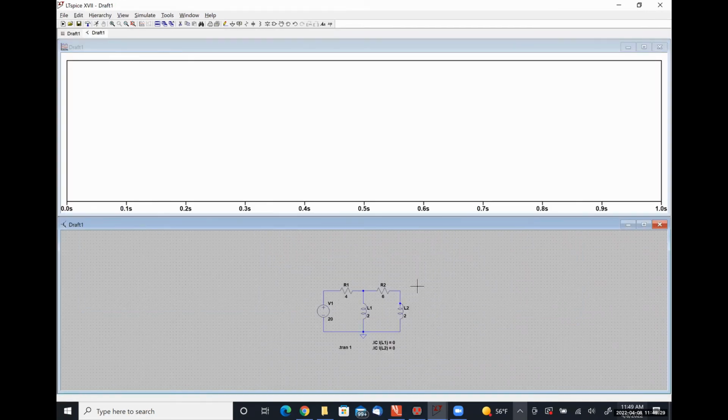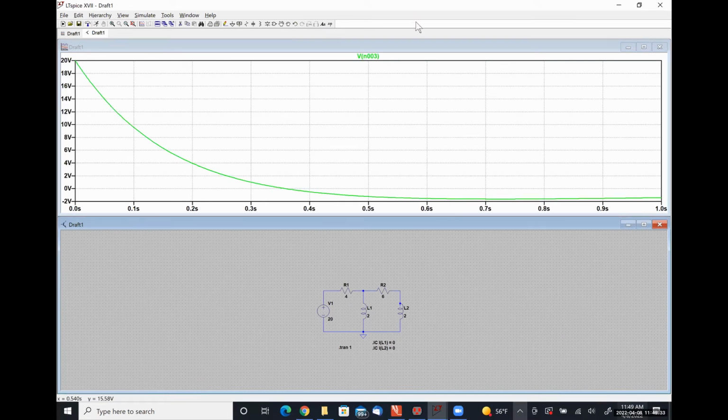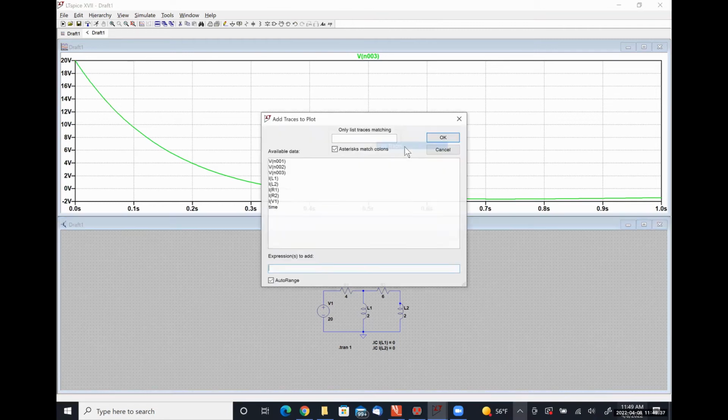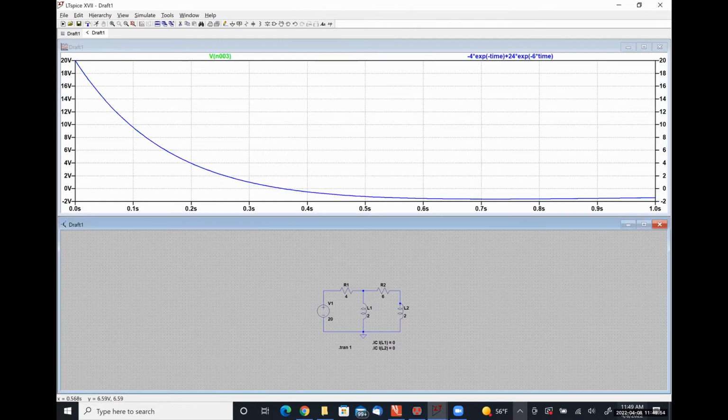So we want the voltage drop over inductor 2, which is this guy right here. And we had -4 times EXP of negative time plus 24 times EXP of -6 times time. And it matches exactly. So we must have done everything correct.